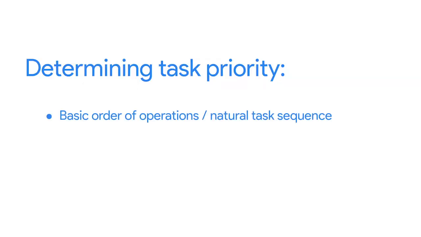When determining priority, first consider the basic order of operations. In other words, what is the natural sequence of tasks? Are there any dependencies or prerequisites? For example, you can't train staff on how to use the tablets before they've been installed and tested.